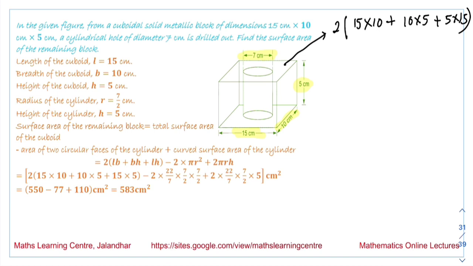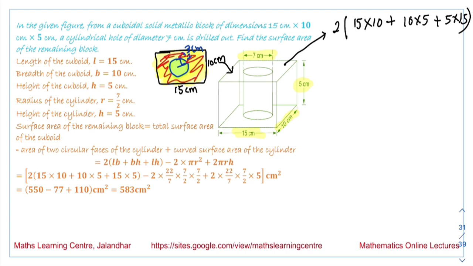Now from this cuboid, if we look at this top portion, we have a rectangular face over here. The dimension of this rectangular face is 15 centimeter into 10 centimeter, and we have made a hole in this, and the radius of this hole is 7 by 2 centimeter. So the portion that is left over is this portion we are talking about. When we are calculating the surface area of this whole cuboid, we have considered the whole area.